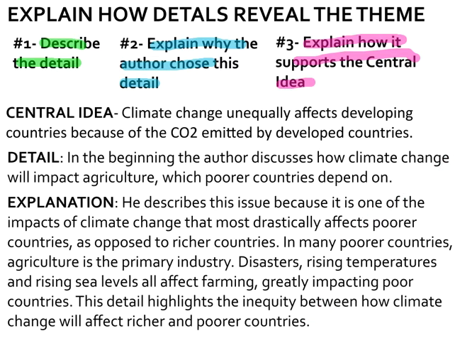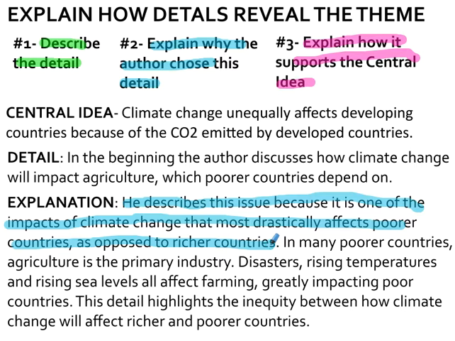Okay, so I'm doing a couple of things. I'm starting with explaining why the author chose this detail. So I'm starting here: He describes this issue because it is one of the impacts of climate change that most drastically affects poorer countries as opposed to richer countries. I don't have to start with explaining why the author chose this detail. I could start with describing the detail or explaining how it supports the central idea, but this is how it worked to format it for me.